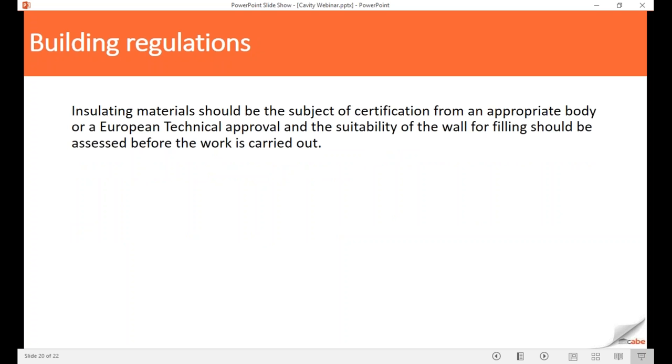When it comes to the materials that we're using for the insulation, our regulations and standards tell us that they should be subject to certification from an appropriate body, currently a European technical approval. Obviously that may change as we go forward in terms of Brexit, but I think we're all fairly used to seeing the UK equivalent, the Agrément board type arrangement, in terms of testing the material and predicting how it's going to perform in the long term.